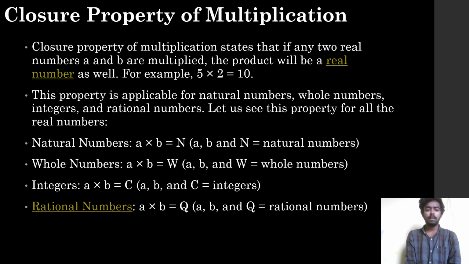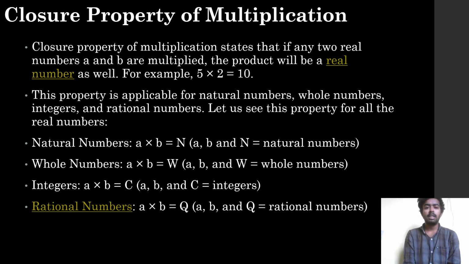Closure property of multiplication. Closure property of multiplication states that if any two real numbers a and b are multiplied, the product will be a real number as well. For example, 5 into 2 equals 10. This property is applicable for natural numbers, whole numbers, integers, and rational numbers.